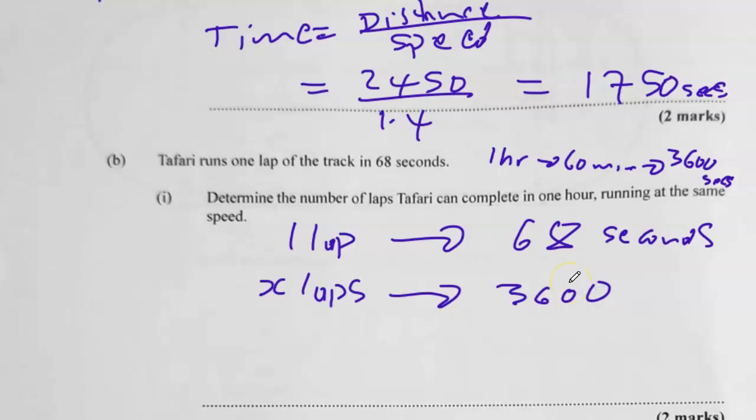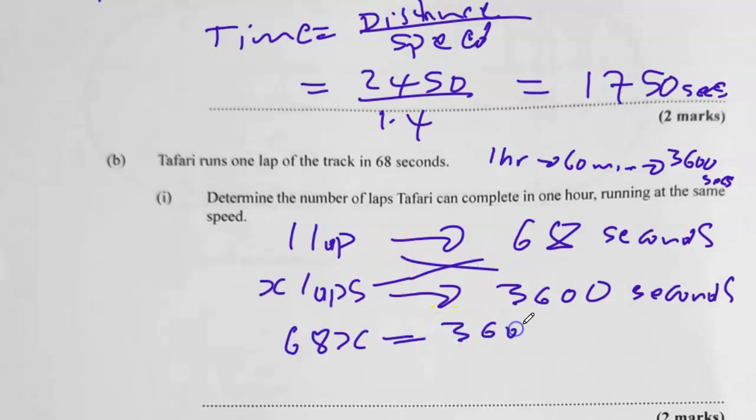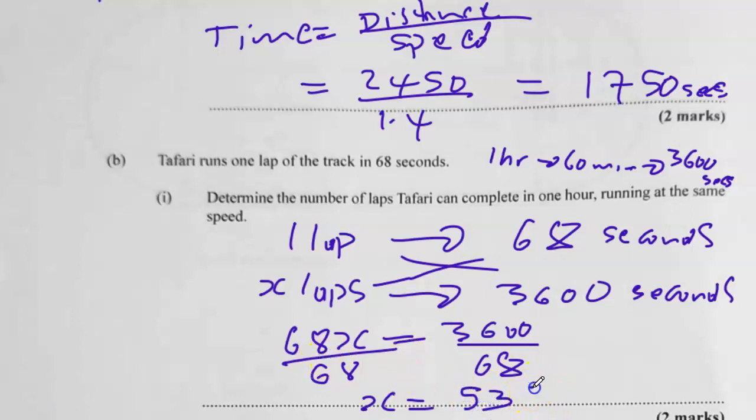Alright, so 1 lap in 68 seconds. How many laps can he complete in 3,600 seconds, representing 1 hour? So we can say 68x equals 3,600. Divide both sides by 68. So x is equal to 3,600 divided by 68, which is 53 rounded off. So he can complete 53 laps in 1 hour.